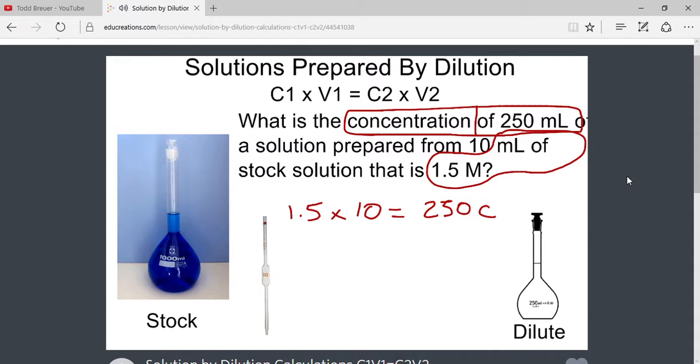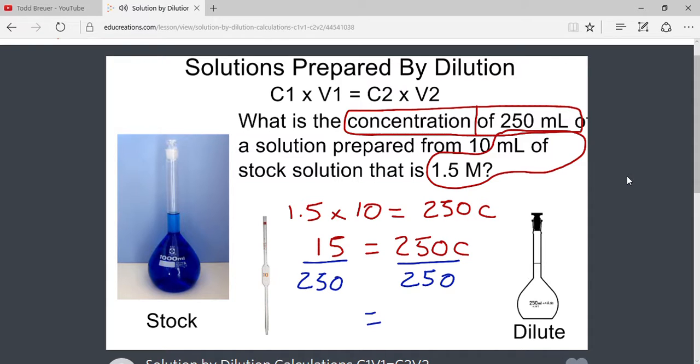We simply solve for the C in the equation. By multiplying the two terms on the left side, we arrive at the value 15 equals 250C. Wishing to solve for concentration, or C, we would divide each side of the equation by 250 to reveal the concentration of the dilute solution. 15 divided by 250 reveals the new concentration. The new concentration of solution then becomes 0.06 molar solution, since concentration is expressed in molarity in this instance.